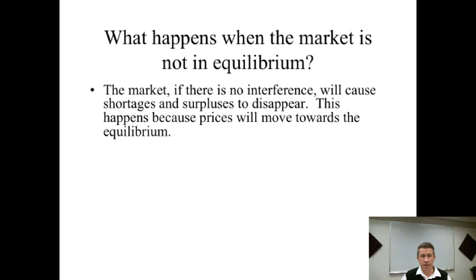What we can now say, based on our analysis, is that if the government or some other body doesn't interfere, the market will cause shortages and surpluses to disappear. You won't have shortages and surpluses. The reason is that prices are going to move to the equilibrium. So when prices move to the equilibrium, quantity demanded will equal quantity supplied.